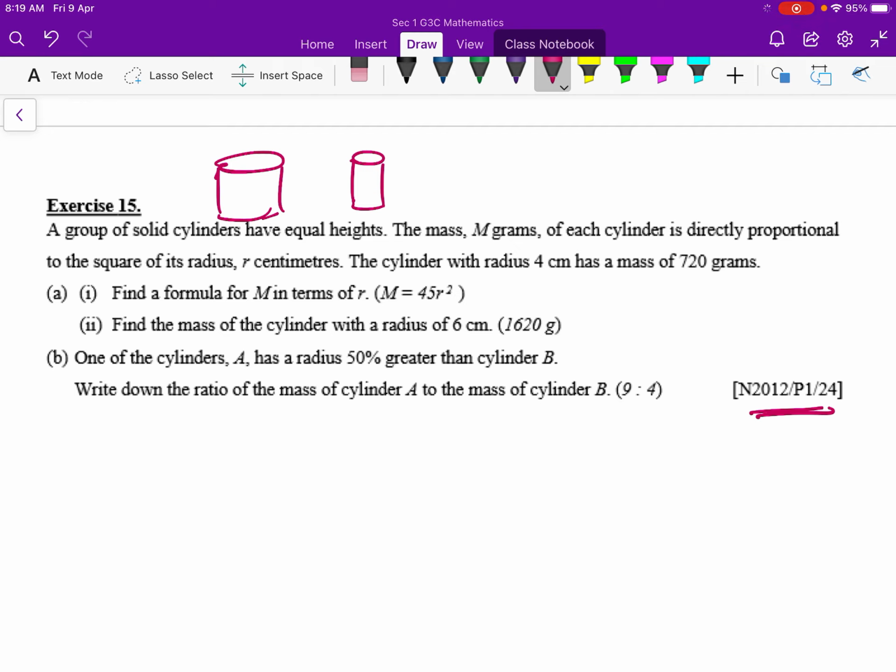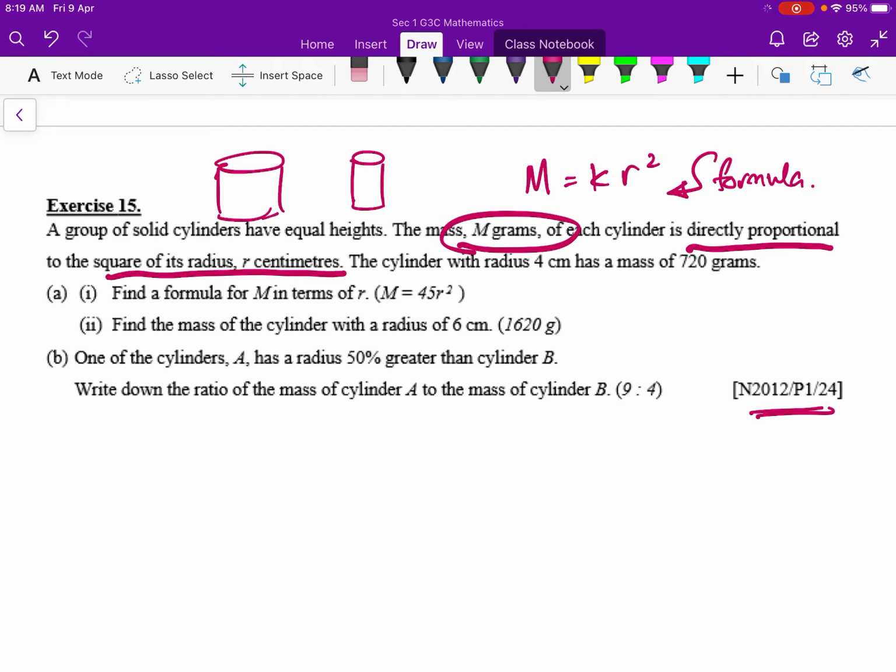Does that make sense? Since they all have equal height, they are now telling us that the mass is directly proportional to the square of the radius. Mass directly proportional to the square of its radius. M equals to k times r squared. They are telling us that this is the formula that you should be using.